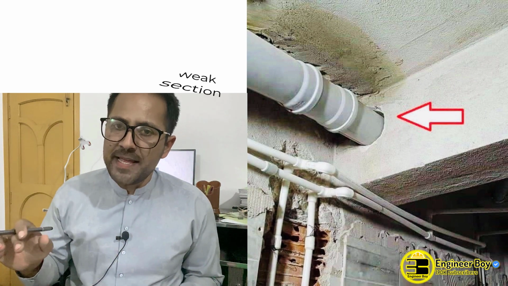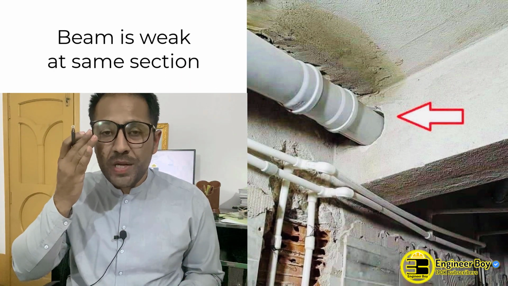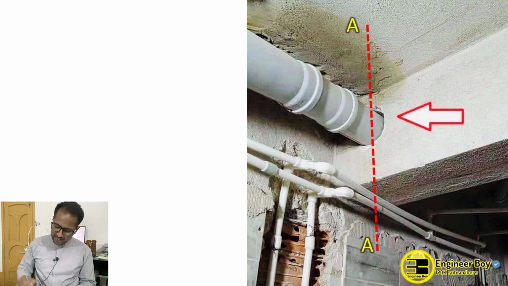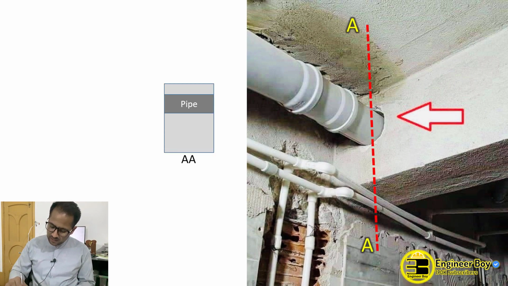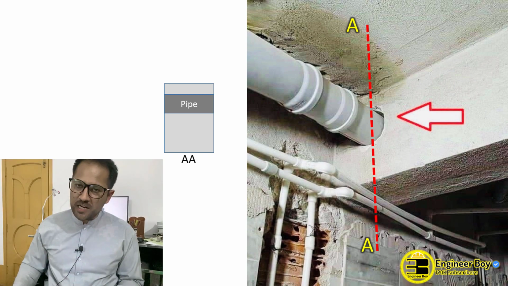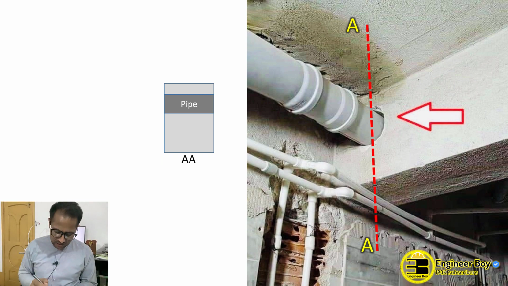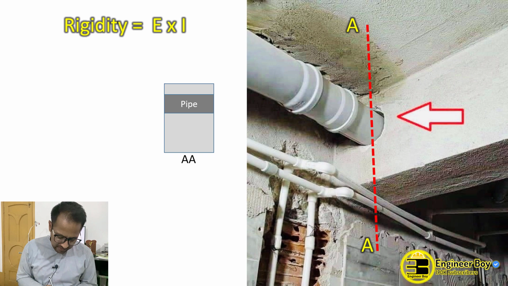As you can see, according to engineering, the beam is just weak in the same section. Okay, you can say at the section which is actually section AA. So that's a very weak section according to engineering. And how? If you remember from the second semester, the beam rigidity, that's actually EI. Okay, so if you recall that property, that's EI, and that's actually the rigidity of the beam.